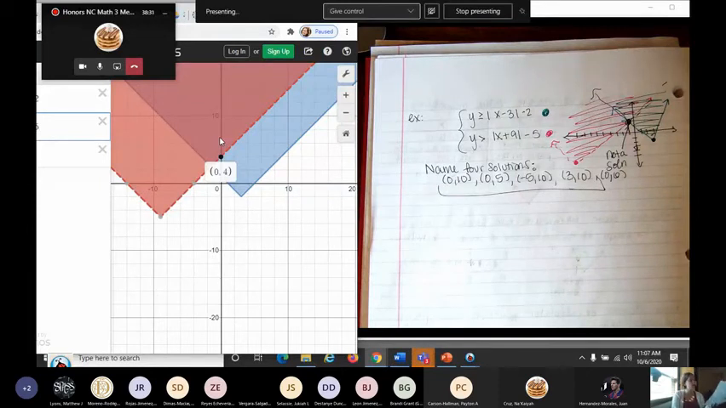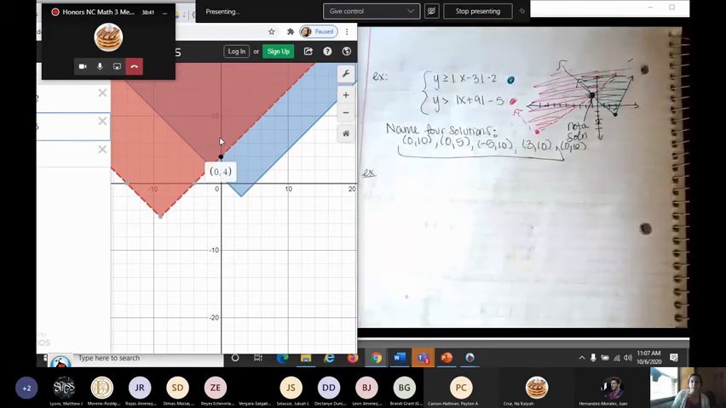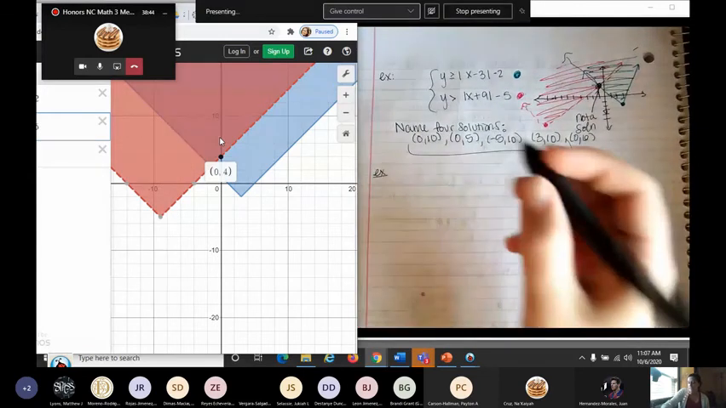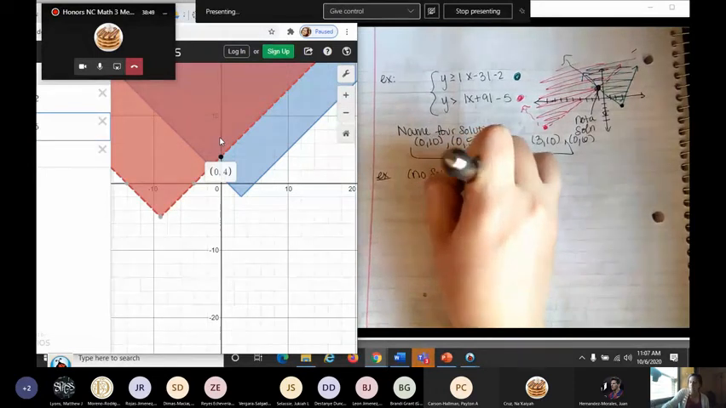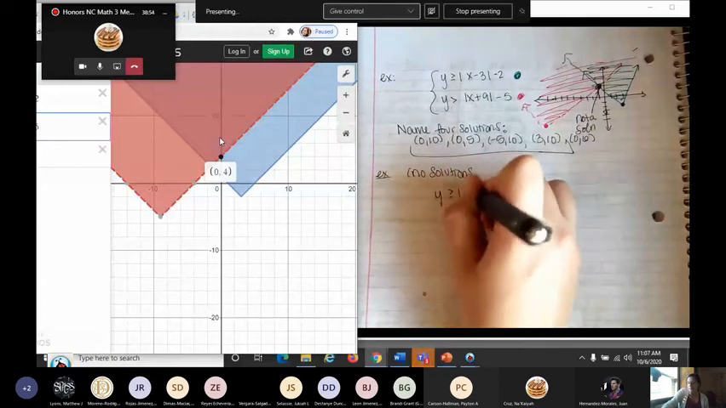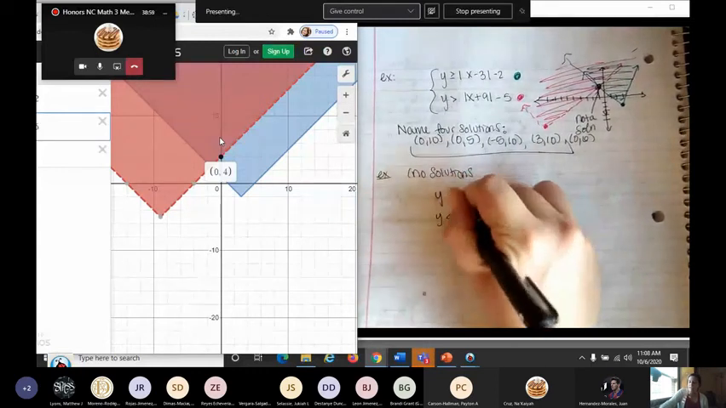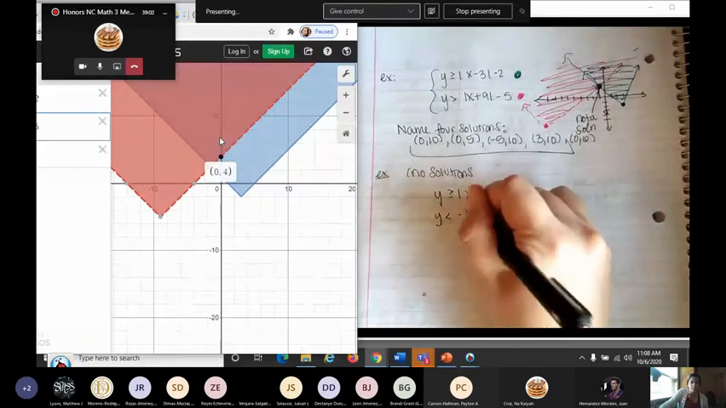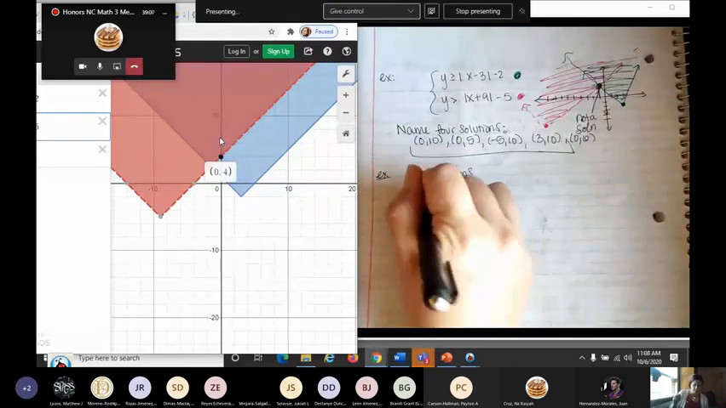I have one more little concept that I want to go over before you guys are done. So our last example is going to be an example where we have no solutions for a system. Okay, so an example with no solutions, maybe y is greater than or equal to the absolute value of x plus 5, and y is less than the negative absolute value of x minus 5 plus 5. Okay, so maybe this is our system.